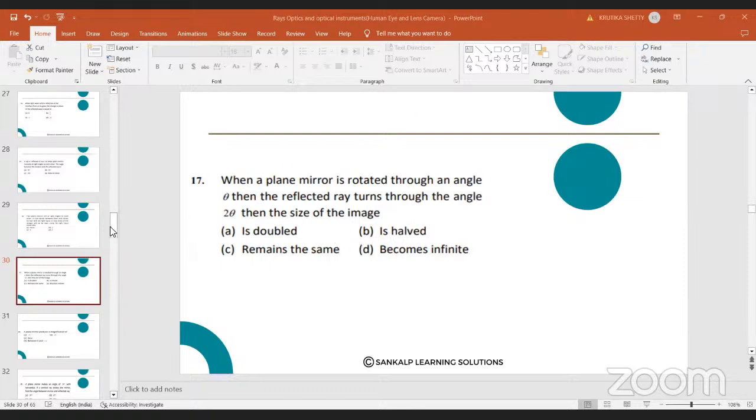Okay. So based on ray optics, whatever questions were asked in previous years, we will continue tomorrow because there are more questions. So we will see the same concept, ray optics, in tomorrow's class again. We will discuss what questions there are from previous years.